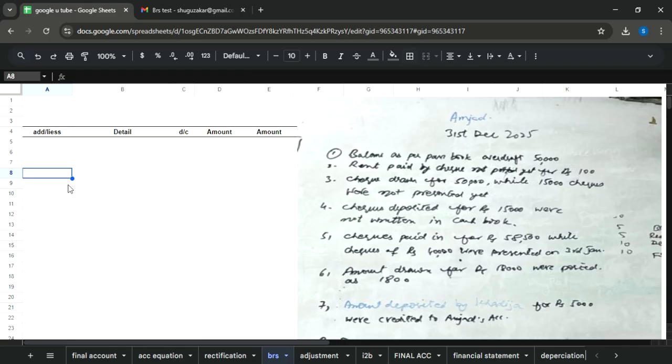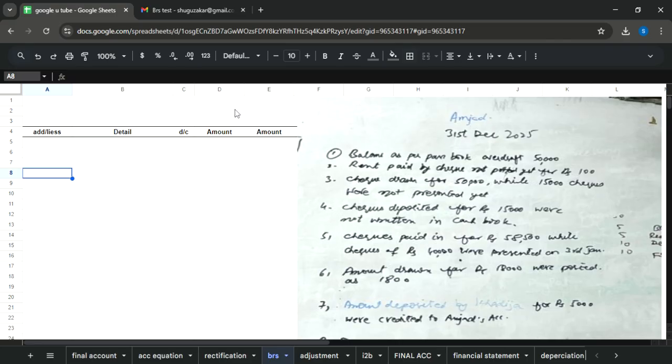Today's target is to understand and solve this bank reconciliation statement. This is a handwritten question. If you feel anything is difficult, I will revise and repeat the statement more than once. Now you can see that we are going to make the reconciliation statement for Amjad as on 31st December.